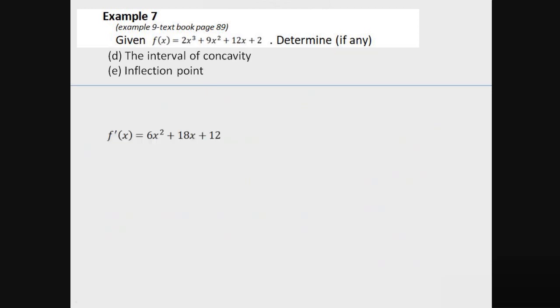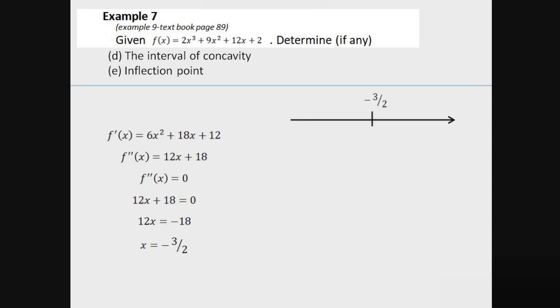Okay, example 7D and E, in finding the interval of concavity and also the inflection point. For these two questions, we need to differentiate again from the first derivative. So we get f double prime x as 12x plus 18. We have to satisfy the condition f double prime x is equal to 0, so 12x plus 18 is equal to 0. Solving for x, we get x is equal to negative 3 over 2.